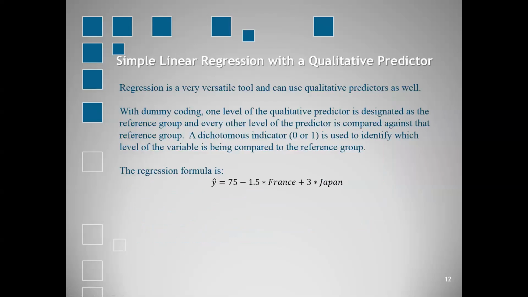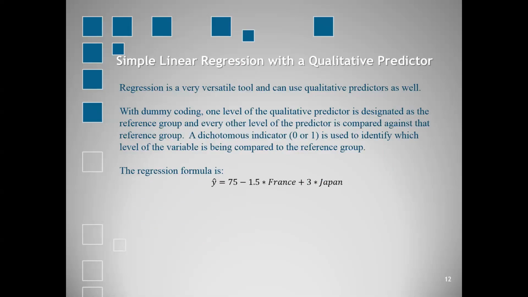When dummy coding, one level of the qualitative predictor is designated as a reference group, and every other level of the predictor is compared against that reference group. A dichotomous indicator, which means the variable takes on values of 0 or 1, is used to identify which level of the variable is being compared to the reference group. The slope, then, is the mean difference between the reference group and every other level of the qualitative variable.